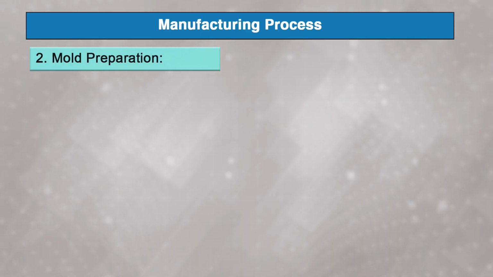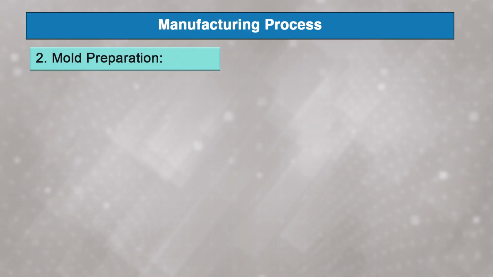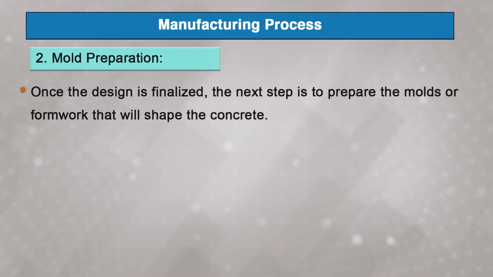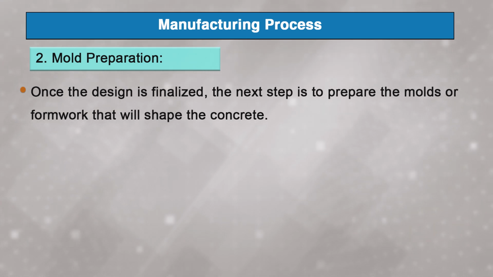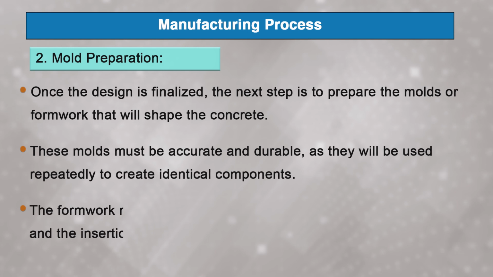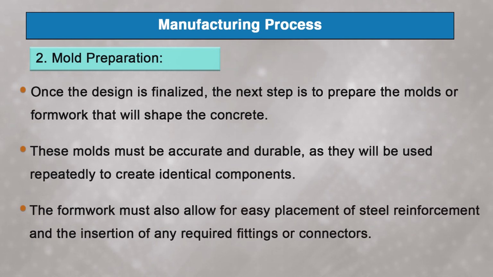Talking about the manufacturing process, second is the mold preparation. Once the design is finalized, the next step is to prepare the mold or formwork that will shape the concrete. These molds must be accurate and durable as they will be used repeatedly to create identical components. The formwork must also allow for easy placement of steel reinforcement and the insertion of any required fittings or connectors.